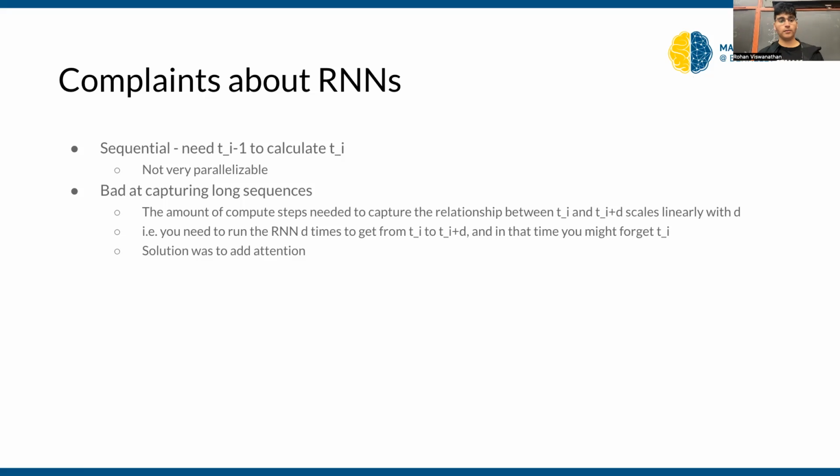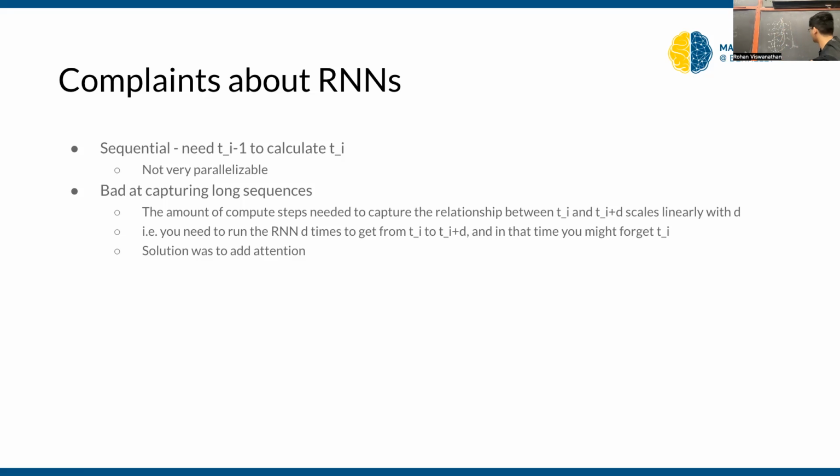So moving forward into complaints about RNNs, they are not very parallelizable, right? We want to take in each input as we go. We can't parallelize our operations, and they're very bad at capturing long sequences, right? If I had a very long representation of H's, I need to go through H1, H2, H3, H4 sequentially all the way to however long my sequence is.